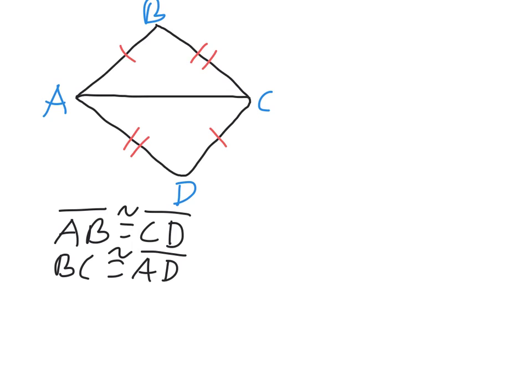And the third side of each triangle is side AC, and in the other triangle, it's also side AC. So side AC is congruent to itself because it's the same side. They are connected. So those are the sides that are connected to each other.